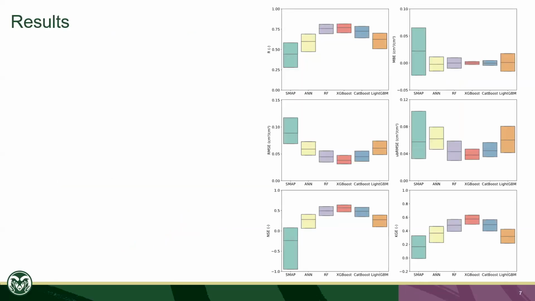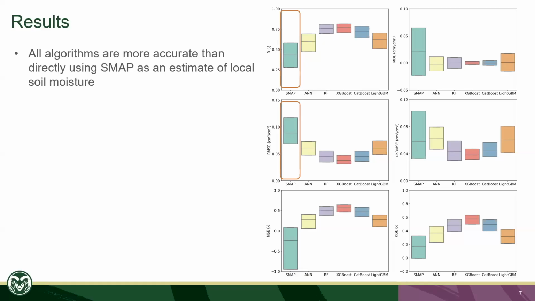So these are results. Each graph here shows you a different performance metric for the machine learning estimates of soil moisture. Along the x-axis there are the different algorithms. And on the left, I'm just showing you what the accuracy would be if SMAP was used as an estimate of the local soil moisture. So the first thing you can see here, if you just focused on the top two on the left there, that's the correlation between the estimates and the observed soil moisture and the root mean squared error.